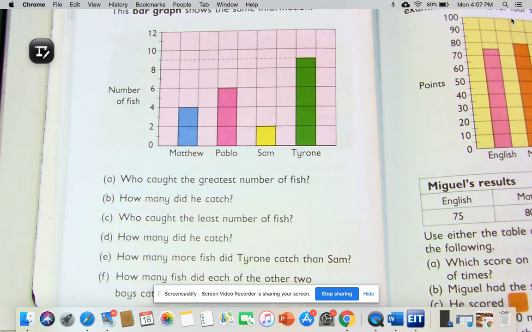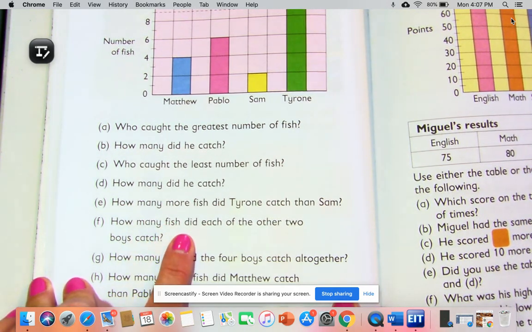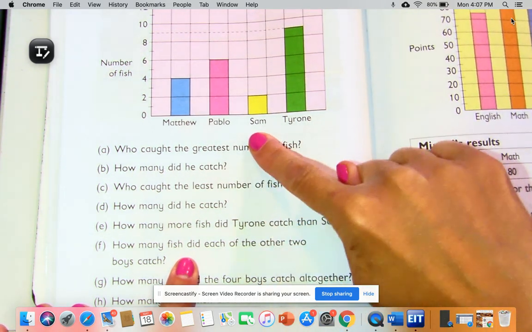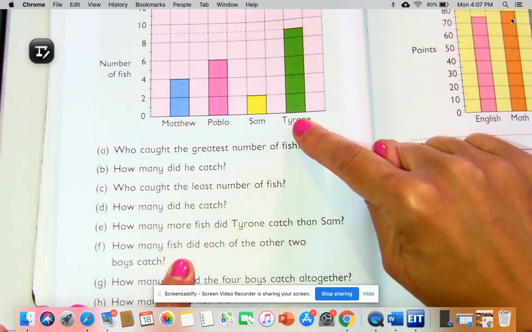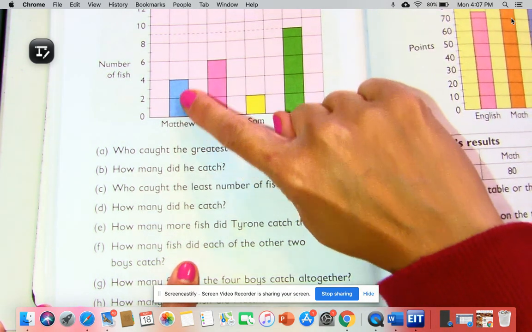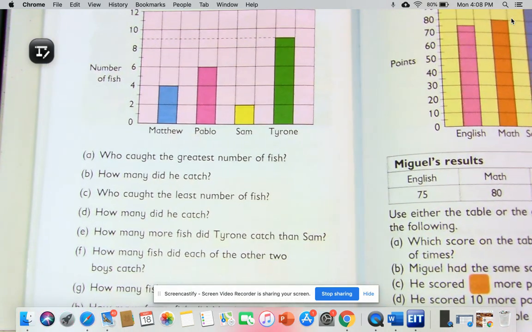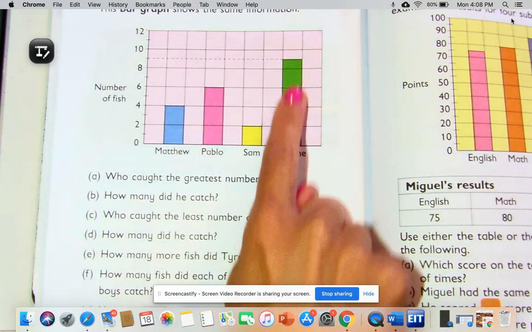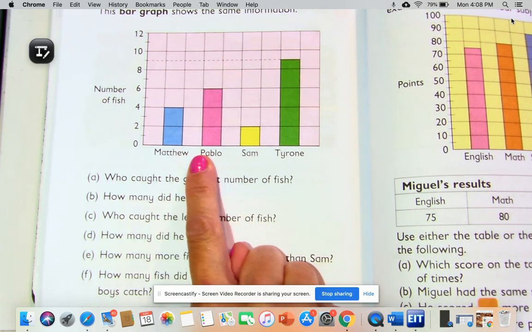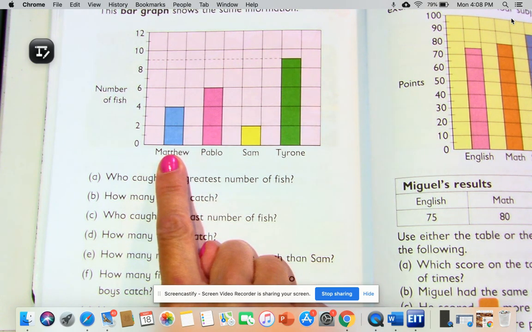The next question says, how many fish did each of the other 2 boys catch? Oh, I think that means, we were already comparing Tyrone and Sam. How many fish did each of the other two boys catch? Oh, so Pablo caught 6, and Matthew caught 4 fish. How many fish did the 4 boys catch all together? Well, we could do 9 plus 2, that gets us to 11, plus 6, that gets us to 17, plus 4, that gets us to 21.